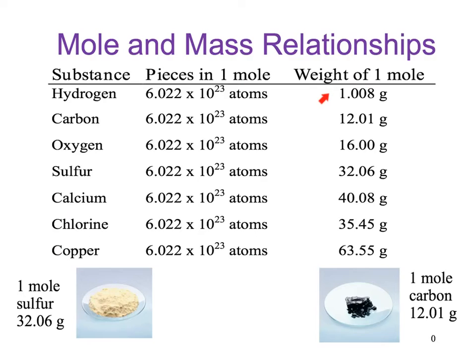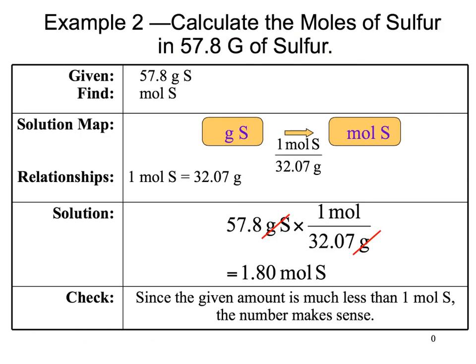So 1 mole of hydrogen would equal 1.008, since that's the weight of hydrogen on the periodic table, but 1 mole of calcium would weigh 40.08 because that's the weight of calcium. And because of this, this will allow us to convert between moles of atoms, moles and grams, and then grams and atoms. So this is a wonderful setup that we can use in future problems.